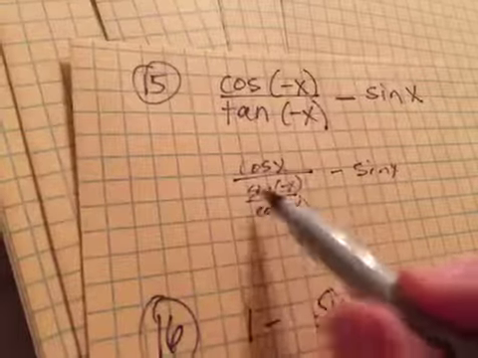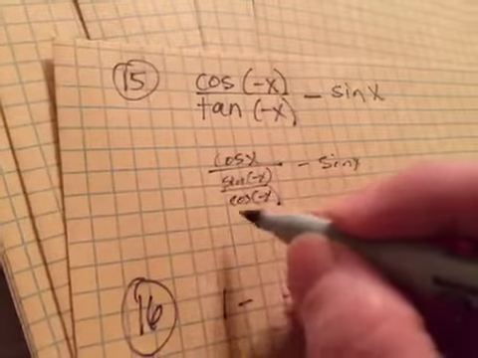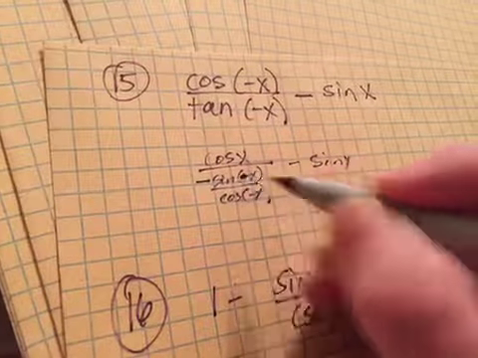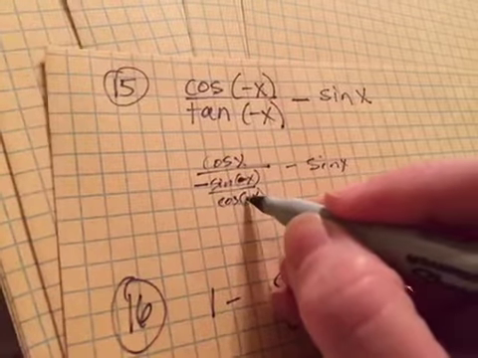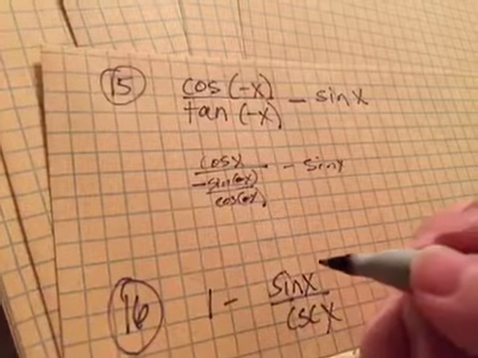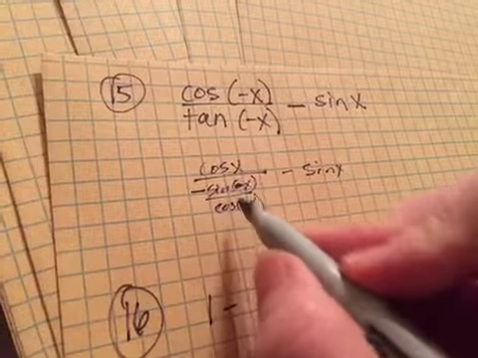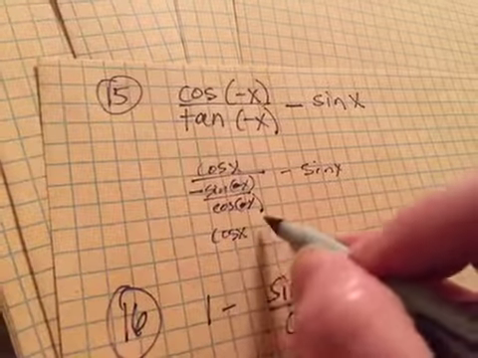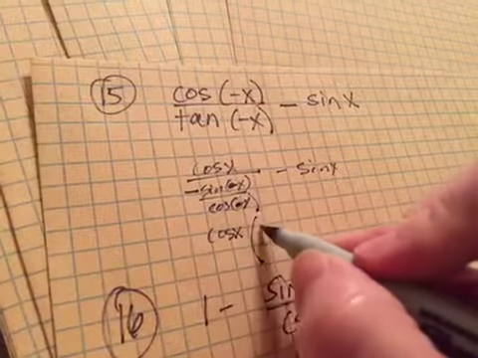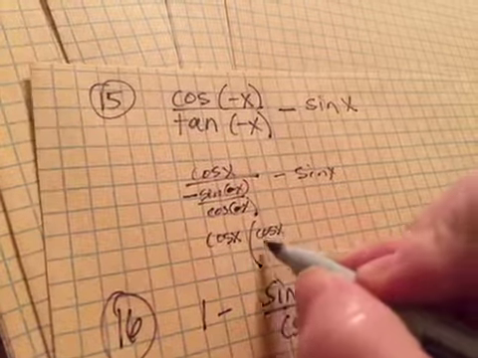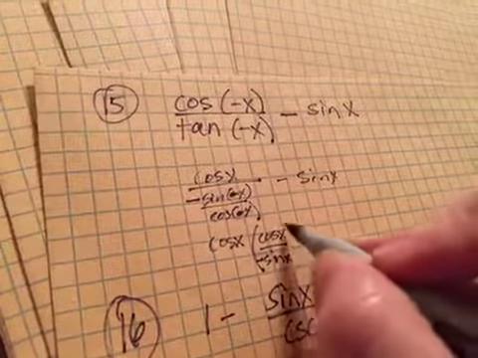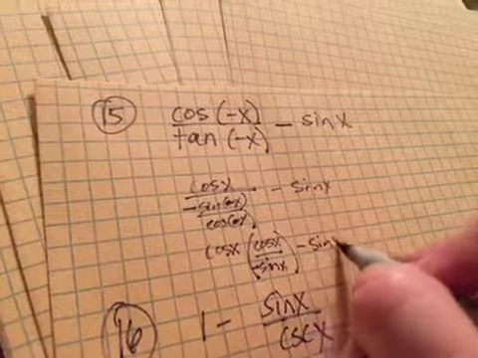Okay, remember the sine is odd, so the sine of negative x is equal to the negative sine of x. So I'm just going to put a negative here and just make that x. The cosine of negative x, which is even, makes that just the cosine of x. All right, so when you divide by a fraction, it's the same as multiplying by its reciprocal. So I've got the cosine of x, and I'm going to flip that, times the cosine of x over the negative sine of x, minus the sine of x.